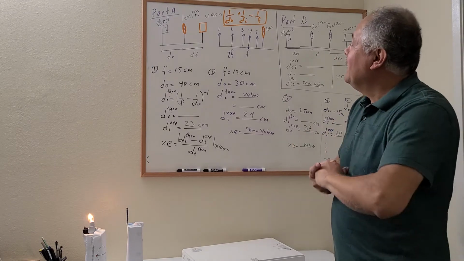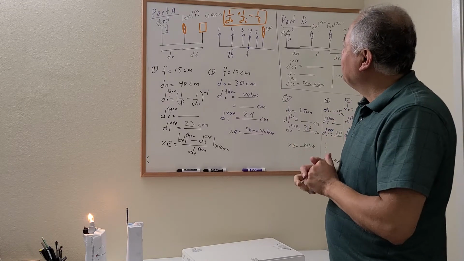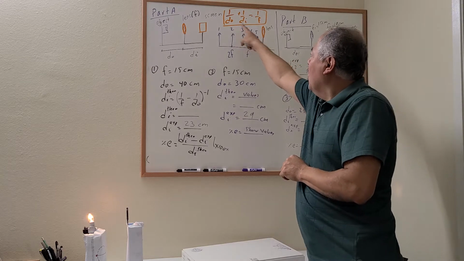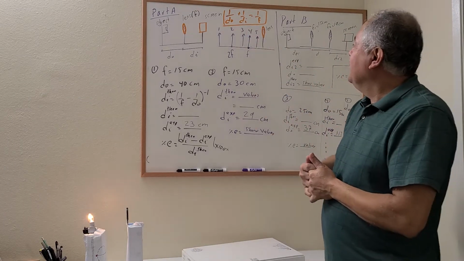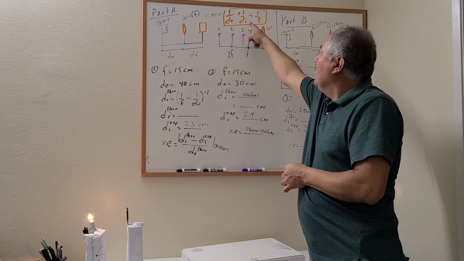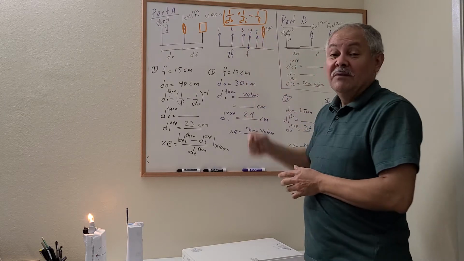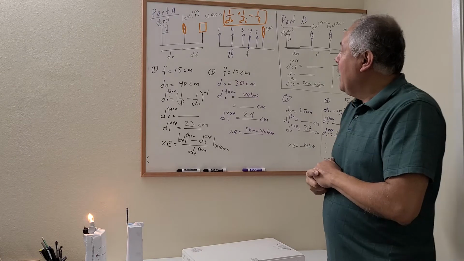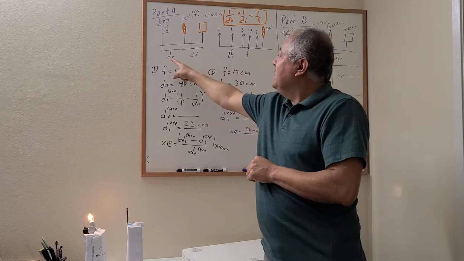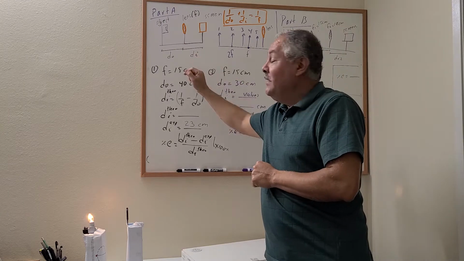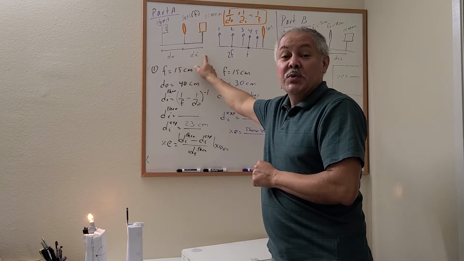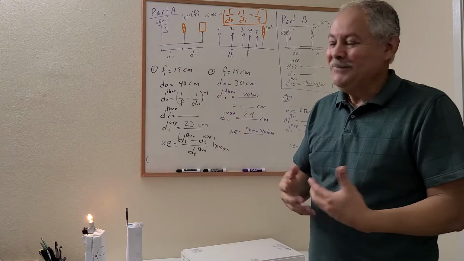Okay, great. Now let's see. This is the equation of the lenses: 1 over DO plus 1 over DI equals the focal length. DO is the distance from the object to the lens. DI is the distance from the lens to the screen, or the image.